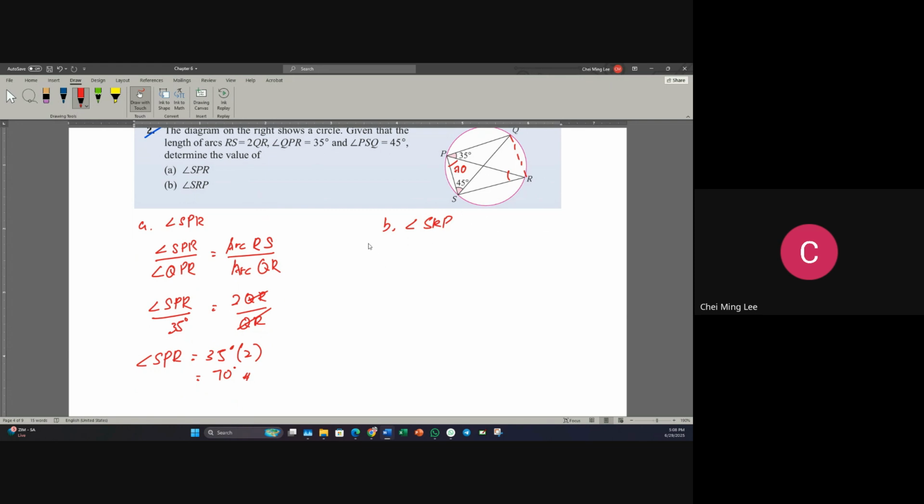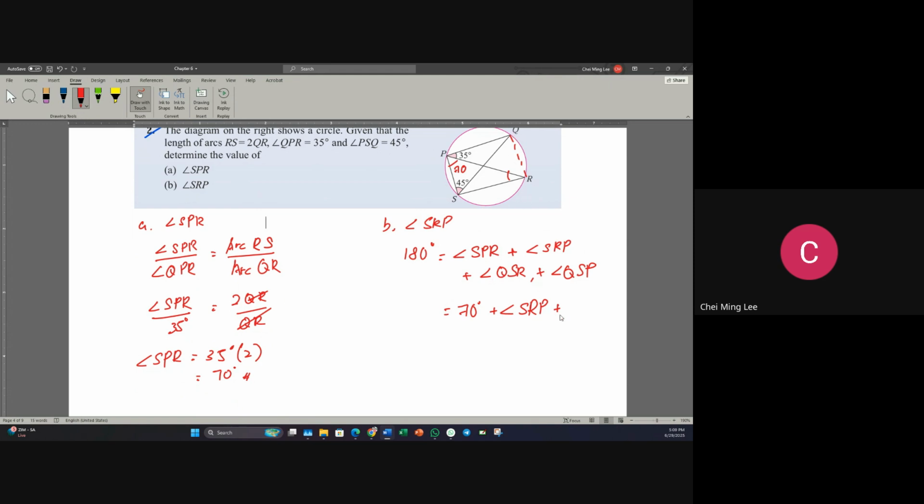So now we say 180 degrees, the internal angles, equals angle of SPR plus SRP plus QSR plus QSP. First SPR is 70 degrees, plus angle of SRP, then plus QSR.